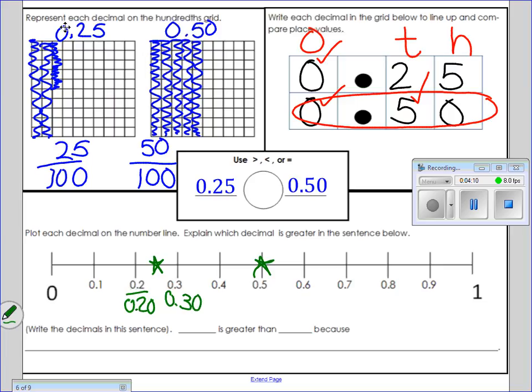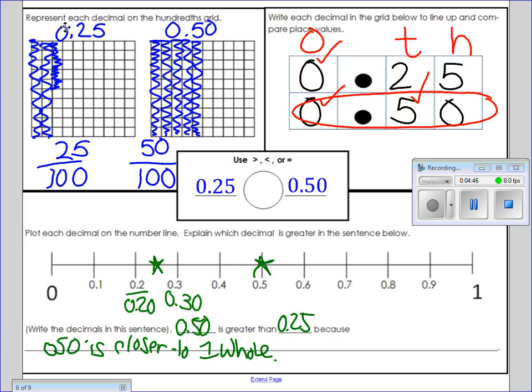When I do that, I can see on my number line that 50 hundredths is greater than 25 hundredths because 50 hundredths is closer to 1 whole.